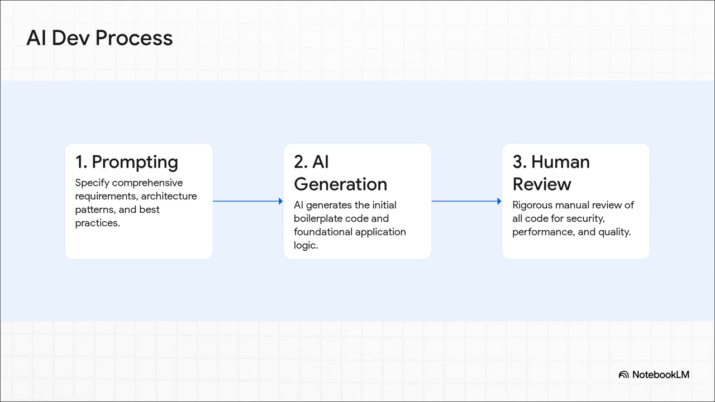It started with incredibly detailed prompts, telling the AI exactly which microservice patterns to use, which security best practices to follow. The AI then generated all the initial code and logic, but this is the absolute key. Every single line of that code was then put through a rigorous human review for security, for performance, for correctness. Think of it this way. AI provided the first draft, but a human expert was the final editor.